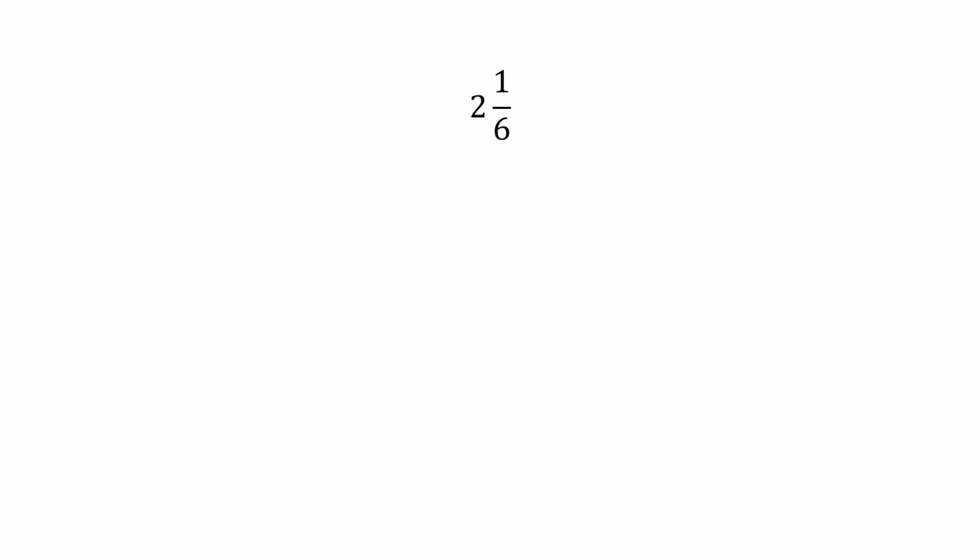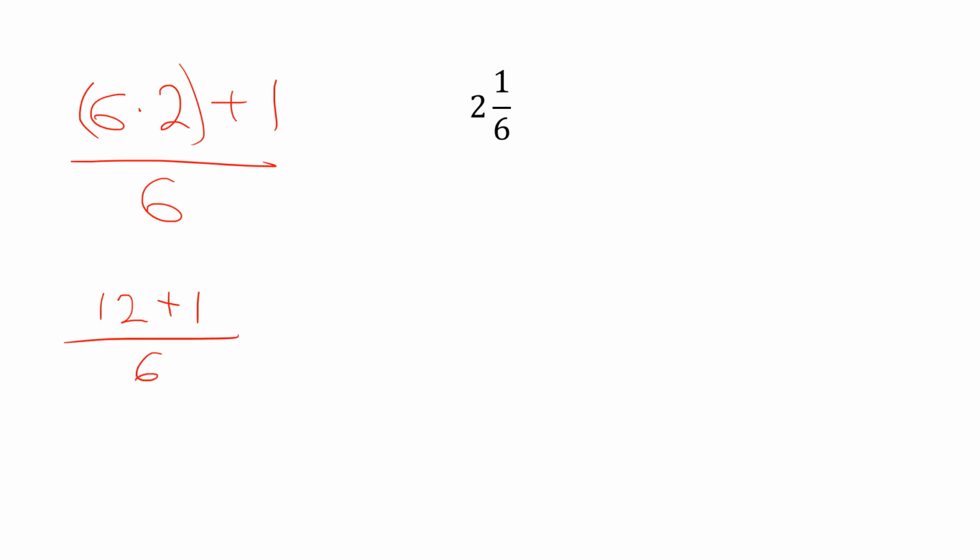So 2 1/6. If we do our little CABC method with our order of operations, this will be 6 times 2, denominator times whole number, plus your numerator, all over the denominator. So 6 times 2 is 12, plus 1 over 6. 12 plus 1 is 13 over 6.